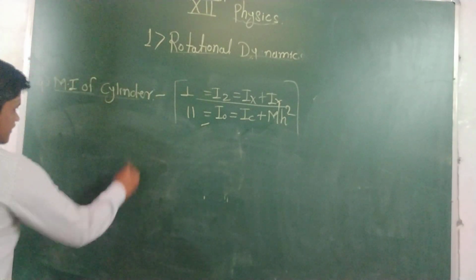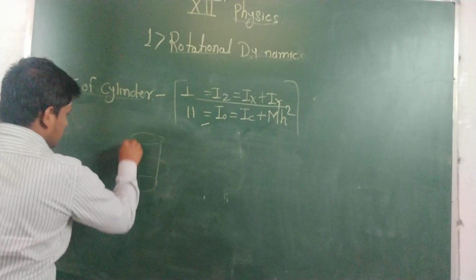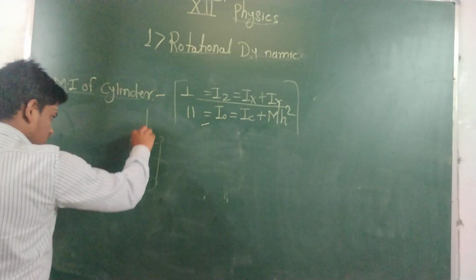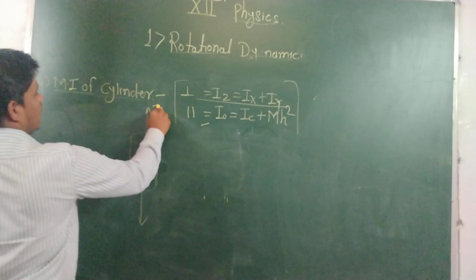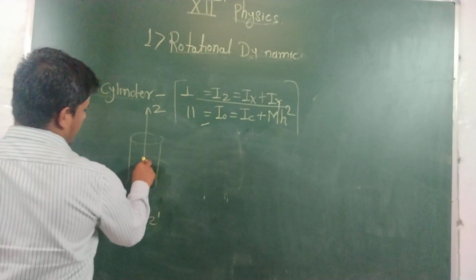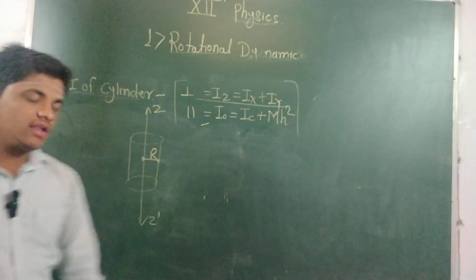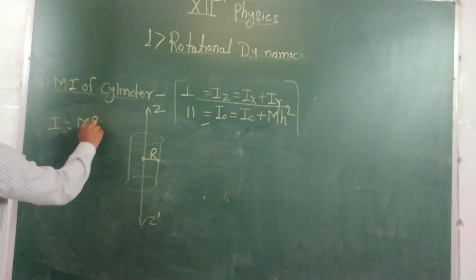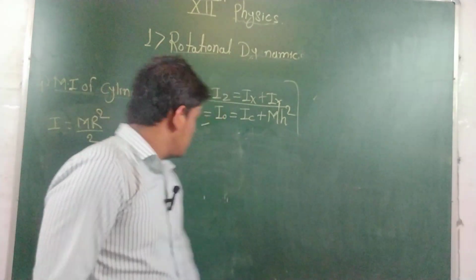Okay, consider this is our cylinder and having the center C, and the axis they are rotating about that axis of rotation which are passing through the center, that is Z of Z dash, and this will be R. The moment of inertia, that is directly आपण जर moment of inertia बघायचं म्हटलं, that is same mr square divided by 2, moment of inertia of the disk.